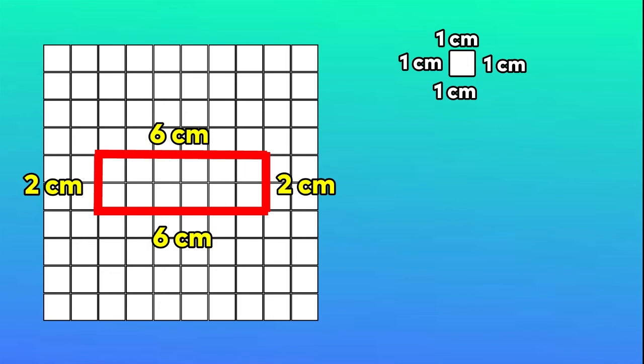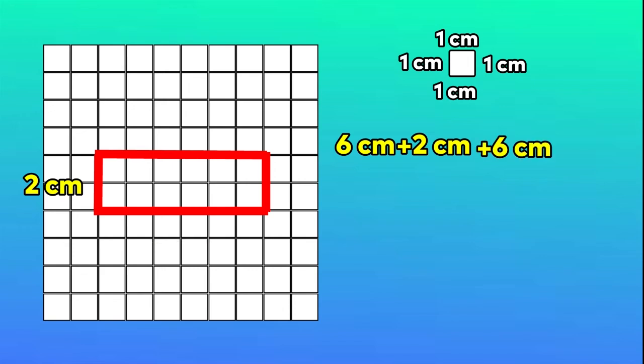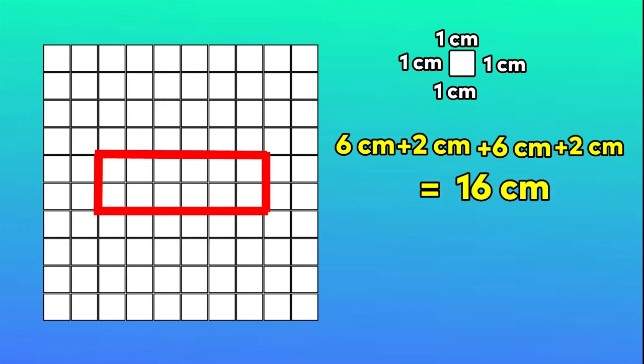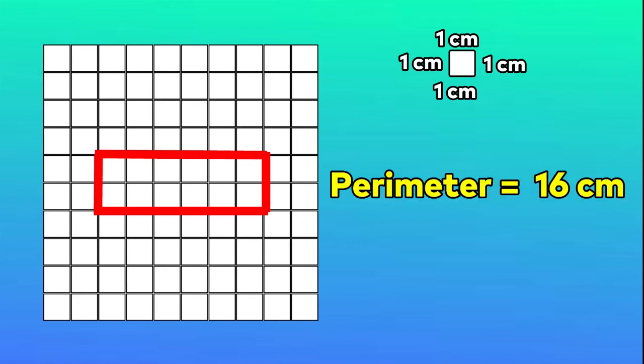Now that we have the length of each side of the figure, we can add them up to find the perimeter. 6 centimeters plus 2 centimeters plus 6 centimeters plus 2 centimeters is equal to 16 centimeters. So, the perimeter of this figure is equal to 16 centimeters.